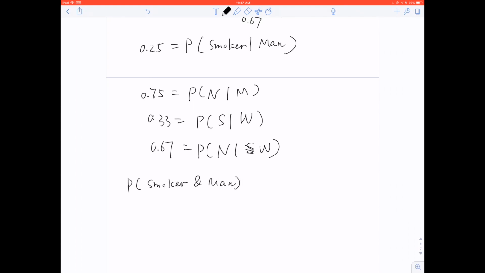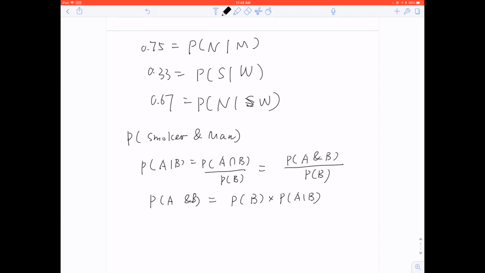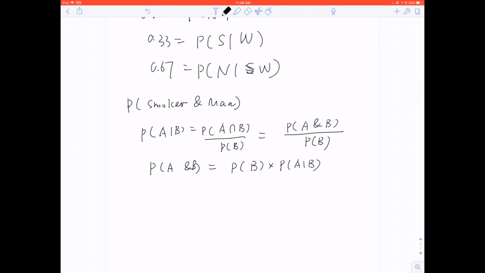So in order to calculate this, I want you to recall the formula to calculate the conditional probabilities. This is scratch paper. This is how we do this. Or in other words, in order to calculate A and B, we can flip this formula into something like this. See, this is how to get the probability of A and B.